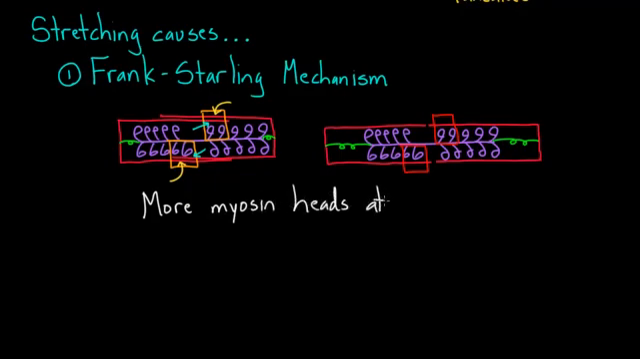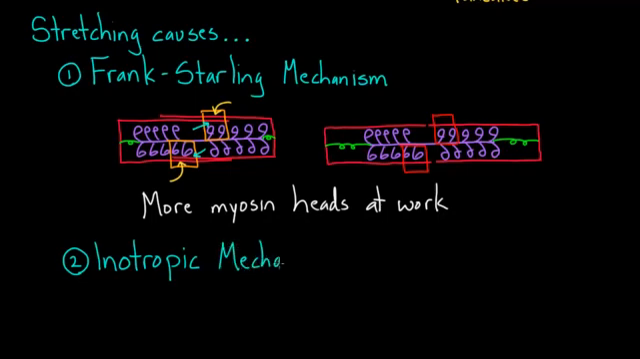So this is a key point. And there's some nuances to it. I've kind of simplified the Frank-Starling mechanism. There are some important nuances we'll get into, as I said, later. But this is one of the key elements of it. And the other stretching-related mechanism is called an inotropic mechanism. Inotropic. And usually when you think of inotropic, you're probably thinking that it has something to do with calcium. And you're right. Inotropic does have to do with calcium.